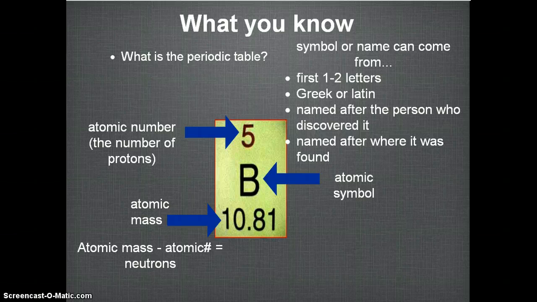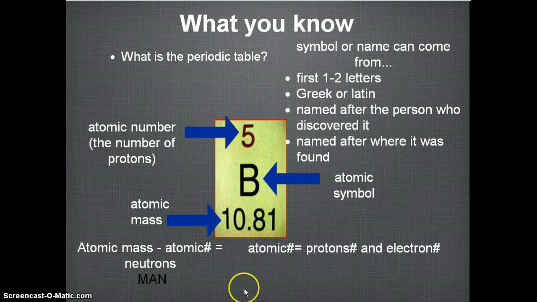I have 2 acronyms for you: APE and MAN. Mass minus atomic number equals neutrons. So M-A-N. Remember, man does math. Mass minus atomic number equals neutrons. The number of neutrons in an element of boron would be 5. So that's MAN. Mass minus atomic number equals neutrons. Remember that. That's helpful in remembering how to figure this stuff out.